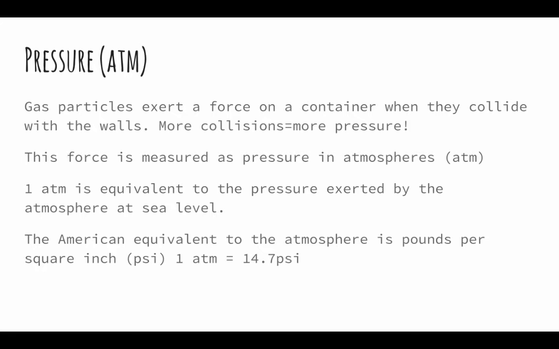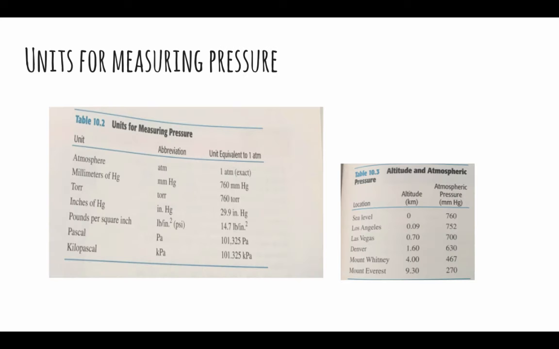So if you've got a bicycle, if you look at your tires, it measures in PSIs, or pounds per square inch, and the conversion for that is 1 atmosphere equals 14.7 pounds per square inch. I've got a couple other conversions here. So you can measure pressure in all of these different ways.